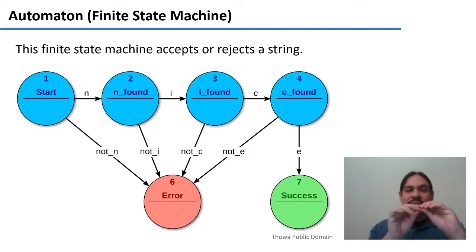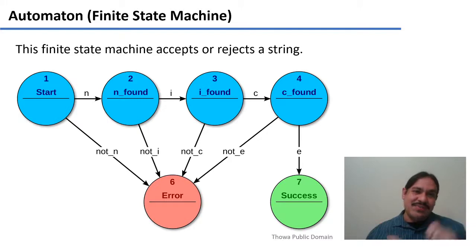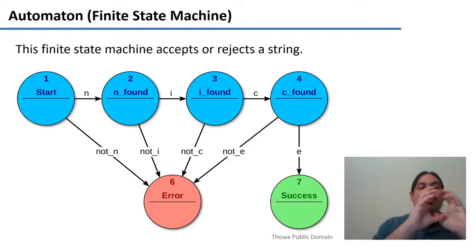When we're on state 2, we can take the input I and then transition to state 3, or anything that is not an I and transition from state 2 to state 6, an error. Because if we got an O, for example, no, then that string is not nice. We can go from state 3 to state 4 if we get the C, so that would be NIC. Or we could go from 3 to 6 if we get anything that is not a C, and again we get an error. If we get nice, for example, then you go 1, 2, 3, error, 6.